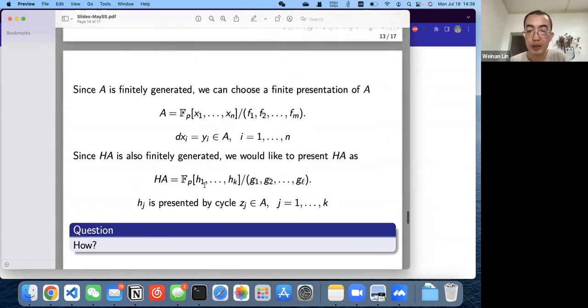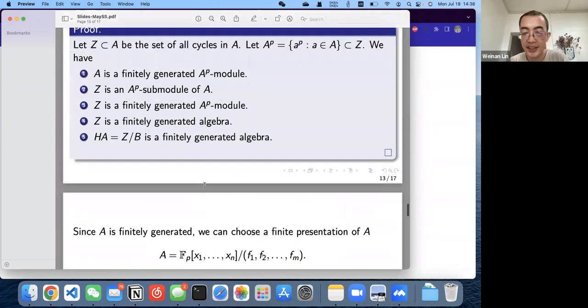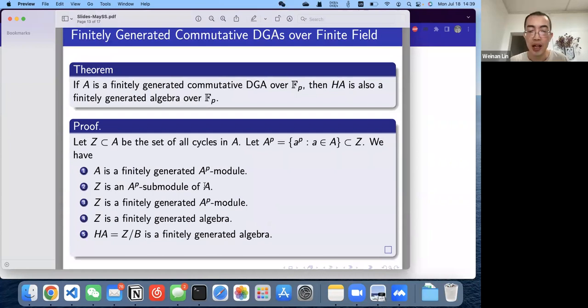Now let's go back to the proof. Actually, the proof itself gives us the answer, together with all the algorithms that have been introduced so far. So for example, you want to present A. First we have a presentation of A, then consider all the P powers. It's a subalgebra of A. And remember that by Gröbner basis, we can compute the presentation of the subalgebra. So let's use that, and therefore we can obtain a concrete presentation for A^P, by generators and relations. Okay, so now we have a concrete algorithm for understanding A^P.